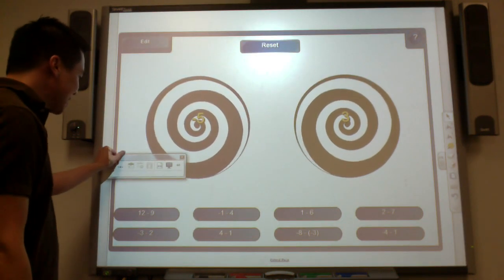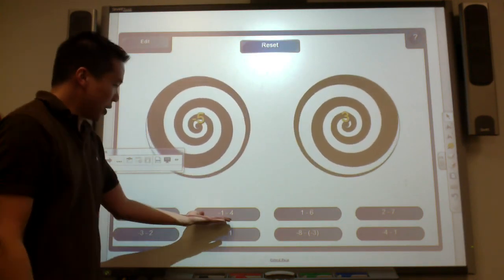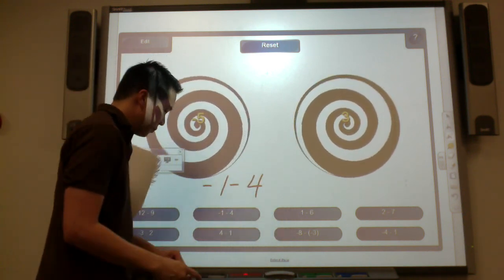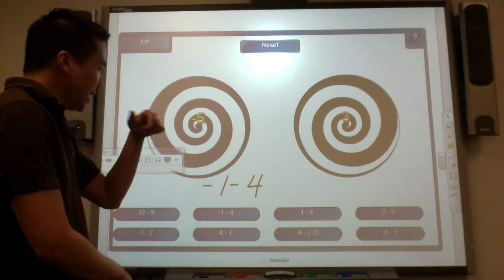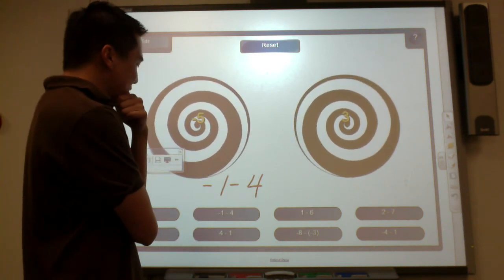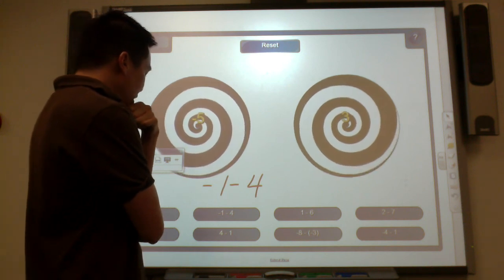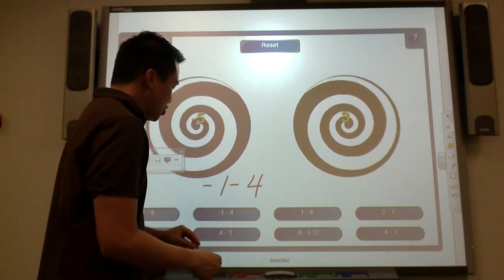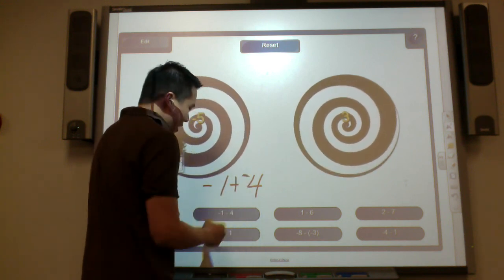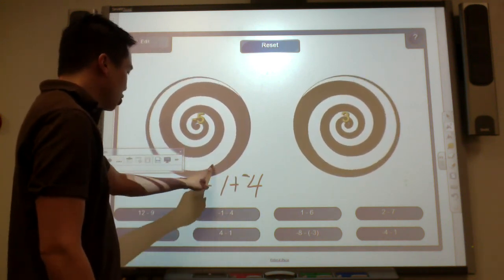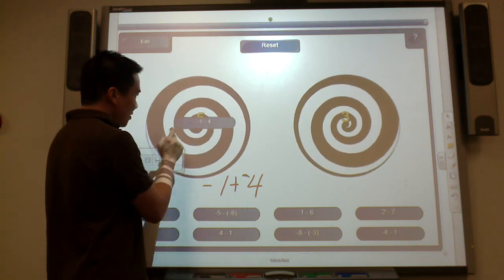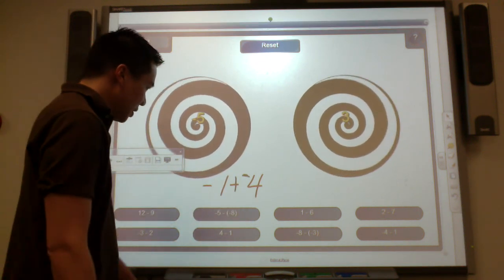So let's do our last example here. Let's look at this one. Negative 1 minus 4. You have 1 negative. You're going to take away 4 negatives. Take away 4 from that. You know, I'm going to use my rules. Change the minus to a plus. Change the sign of the next. I think that will go to negative 5. Let's see if it does. Oh, it accepted it.